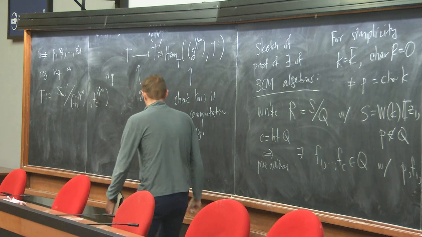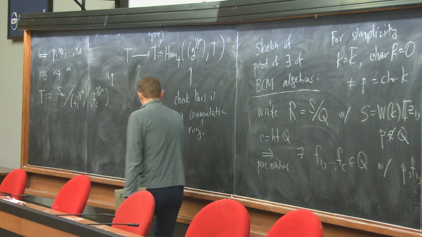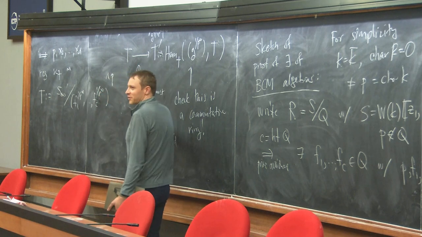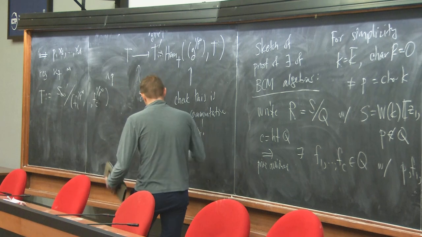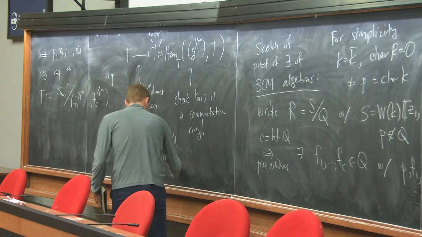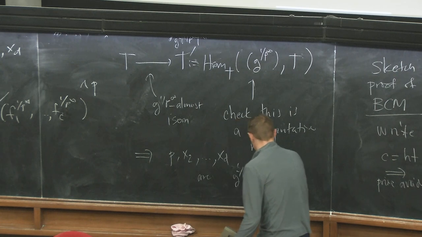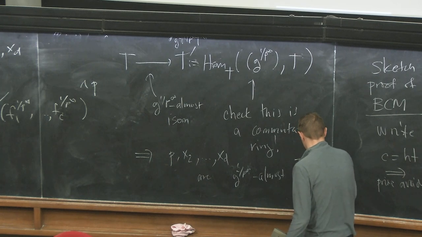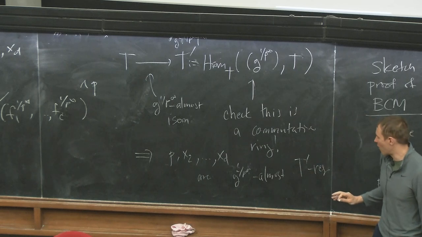What this means then is, well, P, x2 up to xd were a regular sequence on T. This is almost an isomorphism, so the end result is that these elements are almost still a regular sequence on T prime. Right, so what does it mean to be almost a regular sequence?